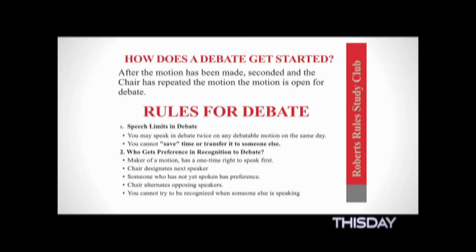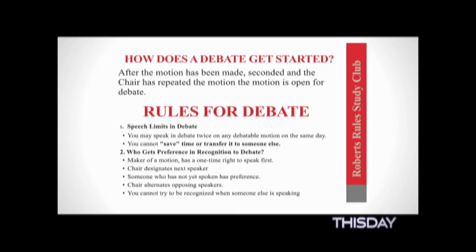How is a debate opened? Well, first of all, the debate is not there until a motion is made and seconded and the chair restates the motion. That puts it on the floor for people to talk about for or against the motion. So the debate ensues. Okay. And obviously, there are rules for the debate as well. There are rules for everything in Robert's Rules.